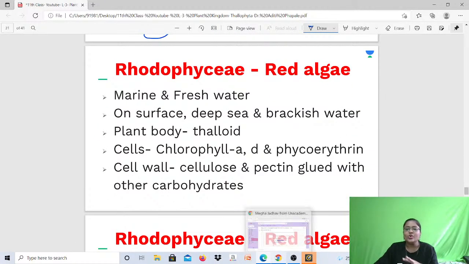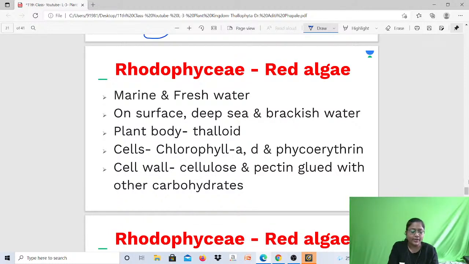चलो. So green algae is done. What have we done up till now? Up till now we have studied, एक मिनट है.